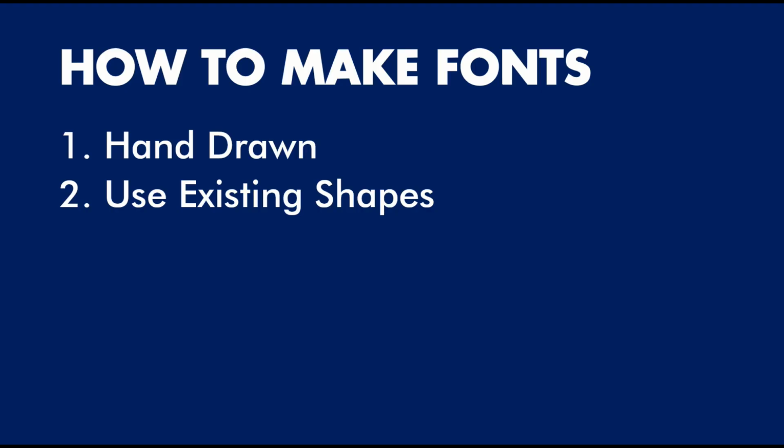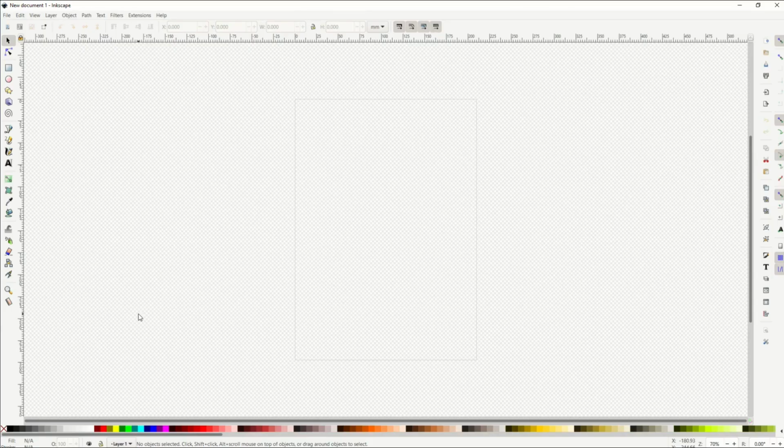The second one is to use a program like Inkscape and then use existing shapes like circles or rectangles in your drawing of your font. Here's an example of how I can use existing shapes to make a font. So I'm going to create the letter A, but I'm actually not going to use the font icon. I'm going to use this Shapes button.